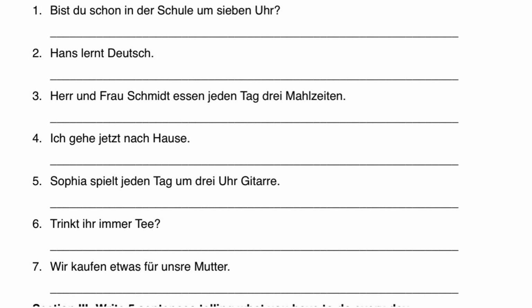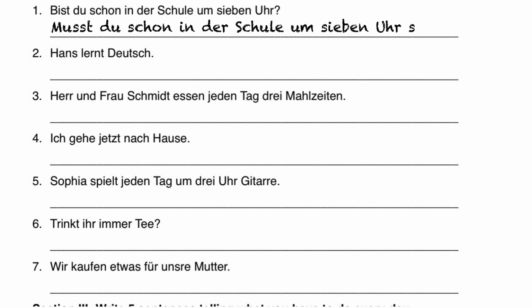And so in order to do that, we're going to have the du form of the verb müssen. So we have here musst, M-U-S-S-T. And then we have our form of sein that's going to go to the end of the sentence like we normally would because we have a modal auxiliary in the sentence. And so we take bist out of the sentence, put it back into the infinitive form sein, and put it at the end of the sentence. So our final form here is Musst du schon in der Schule 7 Uhr sein?